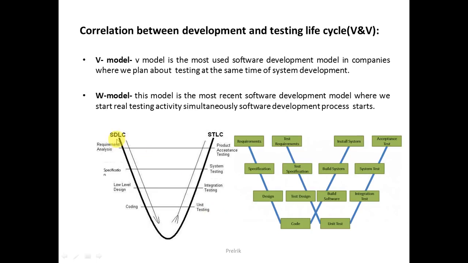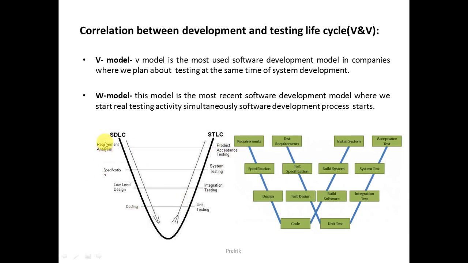Okay, so you can see here that all the phases mentioned on the left side are execution phases, and all the phases mentioned on the right side of this shape will be planned at the time of these phases. Like at the time of requirement analysis, UAT will be planned. At the time of specification, system testing will be planned.